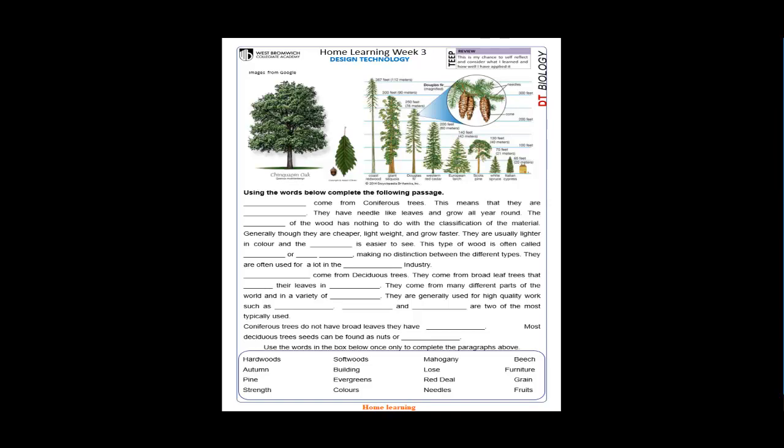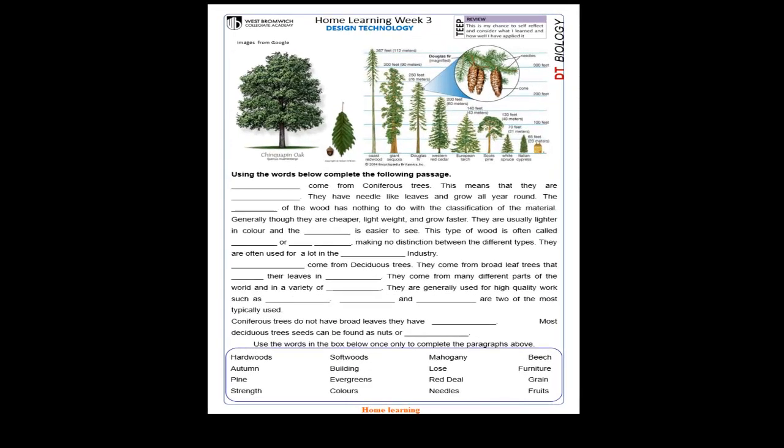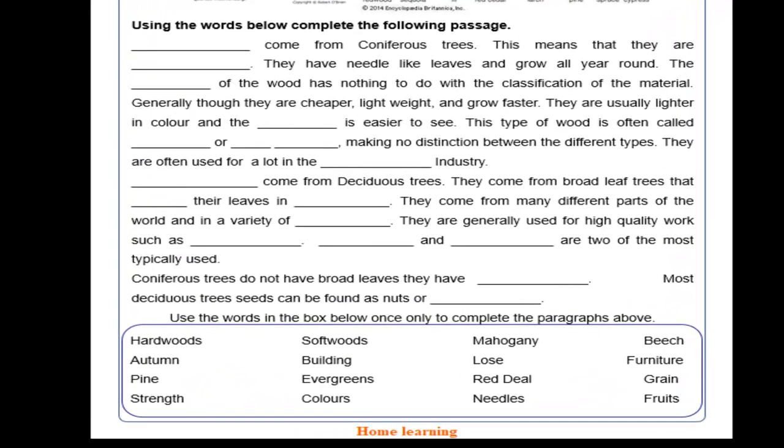So this is Year 7 Home Learning Lesson 3. The questions are based around the classifications of wood that are covered alongside some of the theory and the practical lessons. With this task, the idea is that we fill the gaps in the sentences using the words in the box at the bottom of the screen.